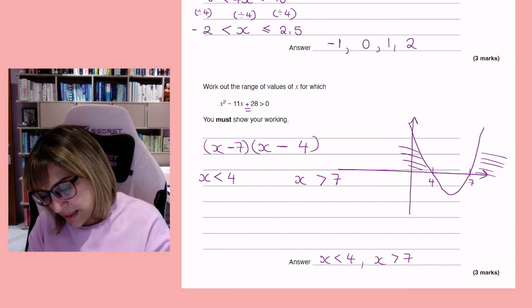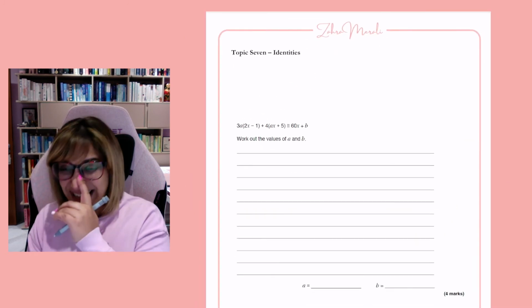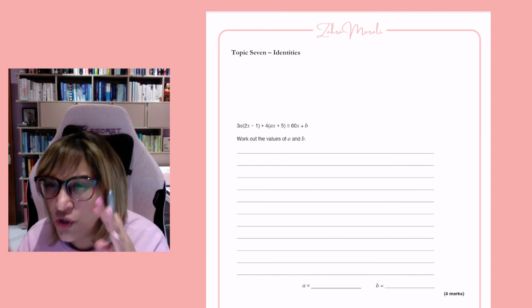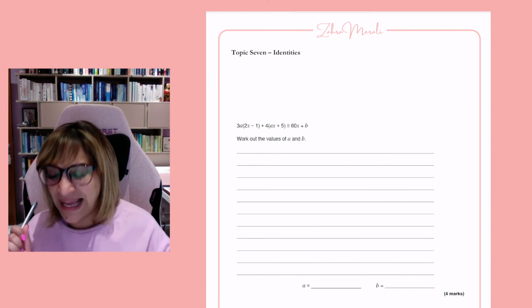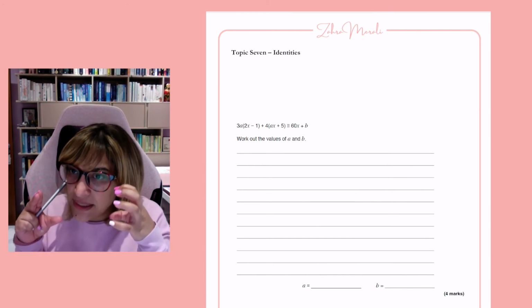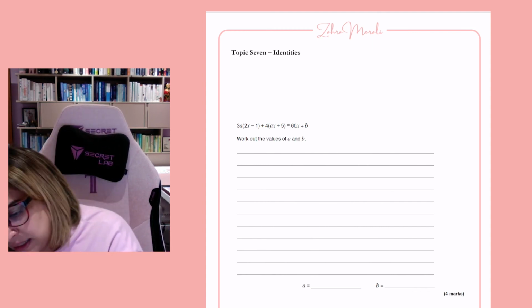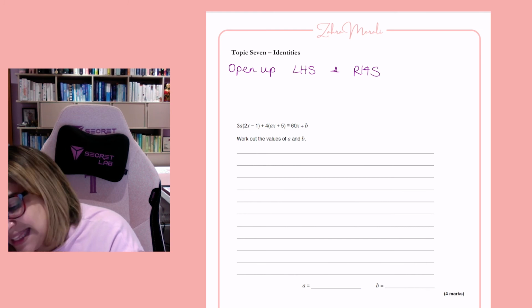Okay, let's have a look at the next question. Identities. Because this is a new idea, I think a lot of students find this difficult. But actually, it's one of the easiest topics. So your general method's going to be, you're going to open up all the brackets on your left-hand side and your right-hand side, and then you're going to match coefficients.